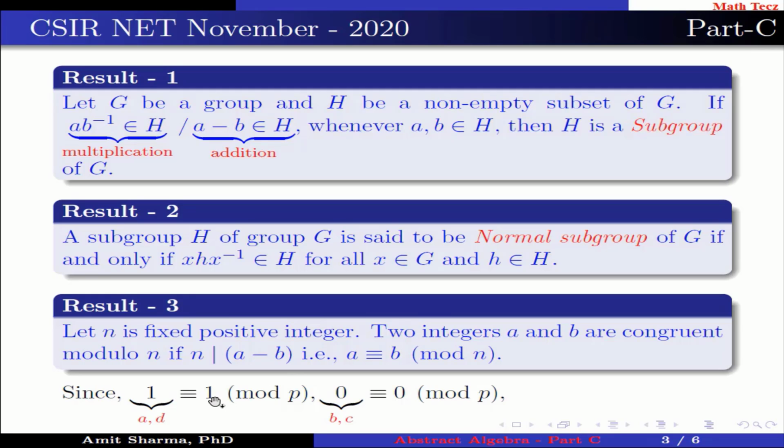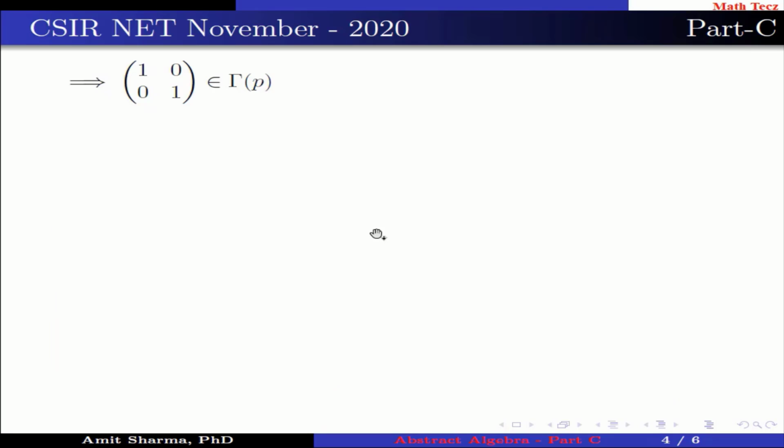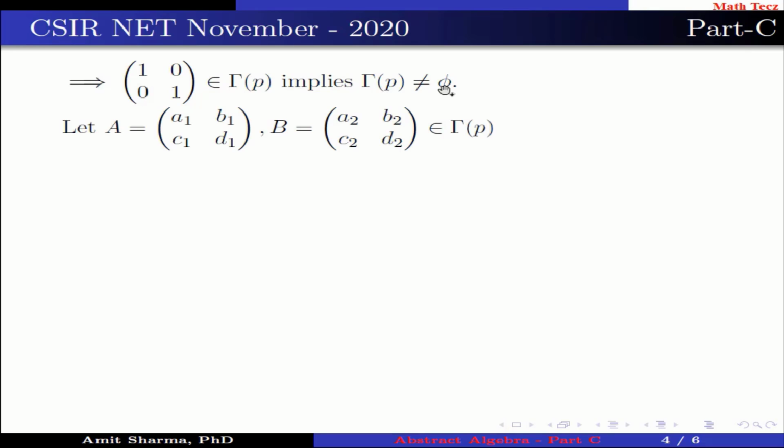Since 1 is congruent to 1 mod p and 0 is congruent to 0 mod p, we take a and d as 1 and b and c as 0. Also ad minus bc is equal to 1 minus 0, which is equal to 1, implies the 2 cross 2 matrix having elements 1, 0, 0, 1 belongs to gamma of p, which implies gamma of p is not equal to empty set.